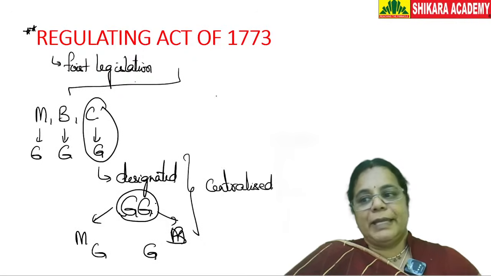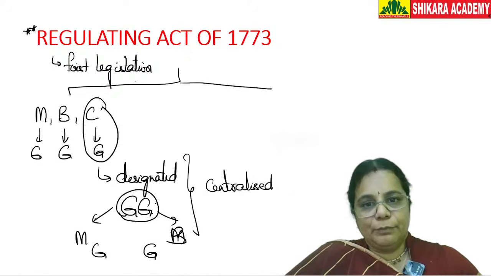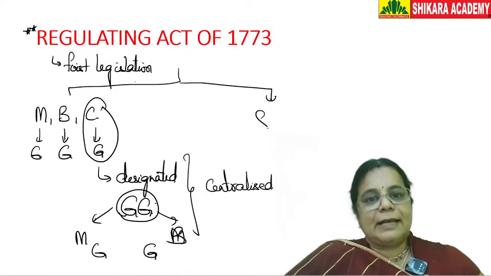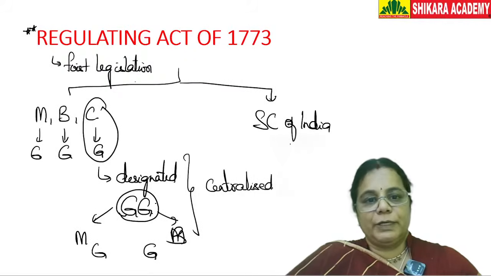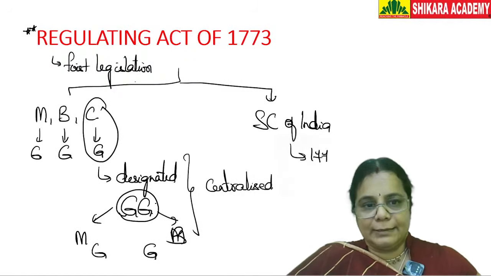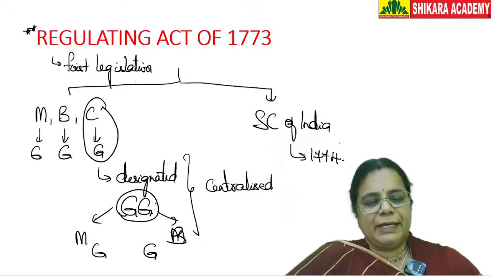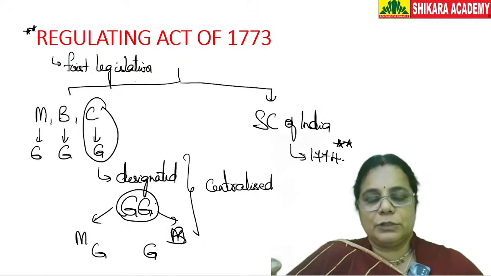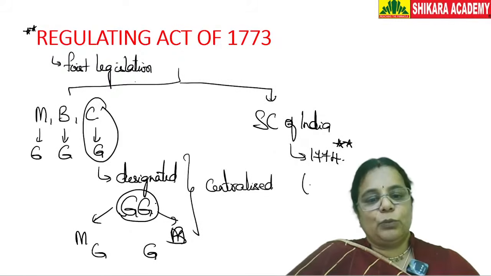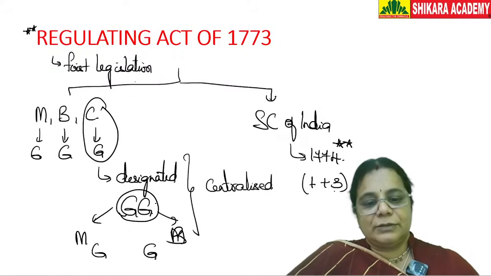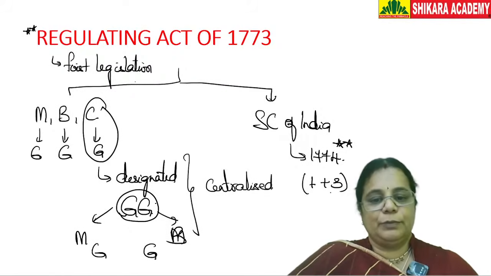The second major change this brought in was that it established the Supreme Court. In 1774, the Supreme Court was established in Calcutta. And please remember, this is very, very important. When we talk about the origin of the Indian judiciary, we make it a point to mention this. And remember, it had 1 plus 3 judges. One Chief Justice and 3 judges were there in the Supreme Court.